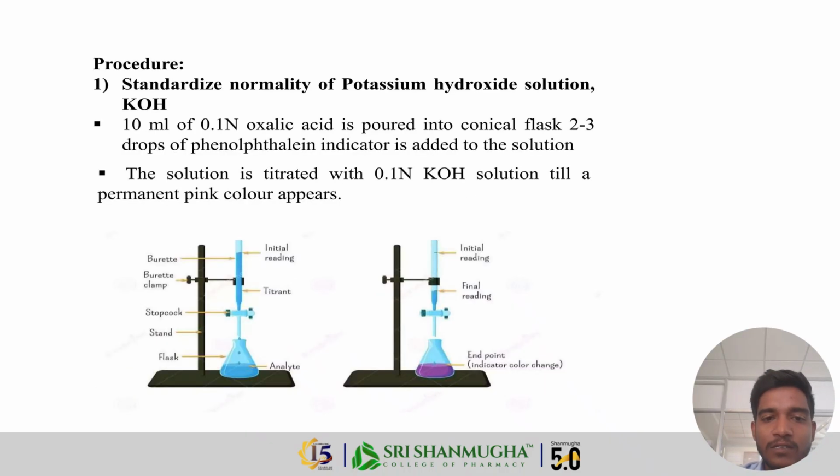Procedure: standardize the normality of the potassium hydroxide solution. 10 ml of 0.1 normality oxalic acid is poured into a conical flask. 2 or 3 drops of phenolphthalein indicator are added to the solution. The solution is titrated with 0.1 normality potassium hydroxide solution till a permanent pink color appears. The picture shows the color changes.